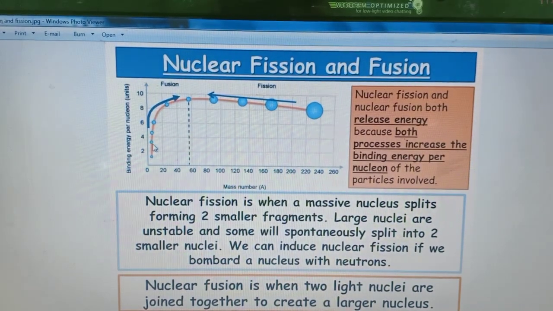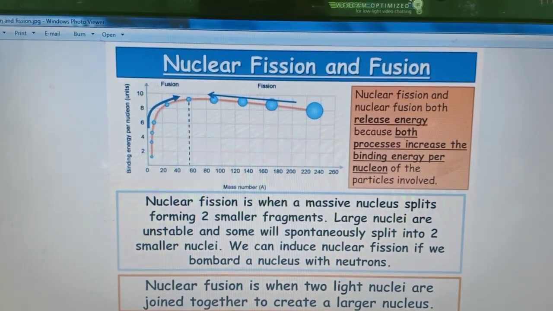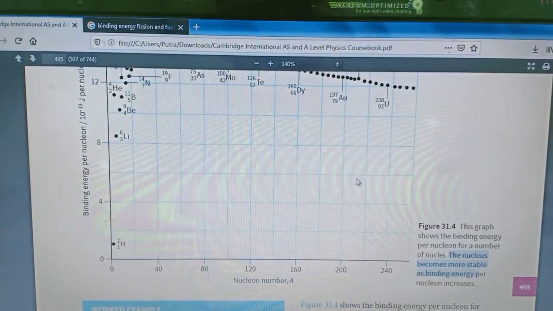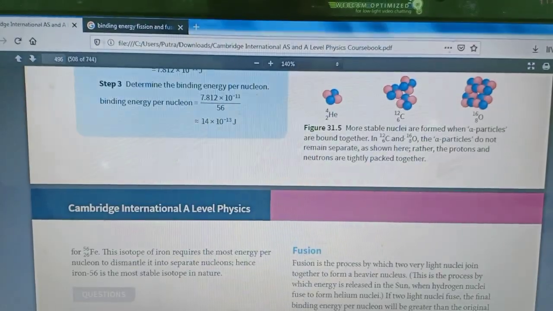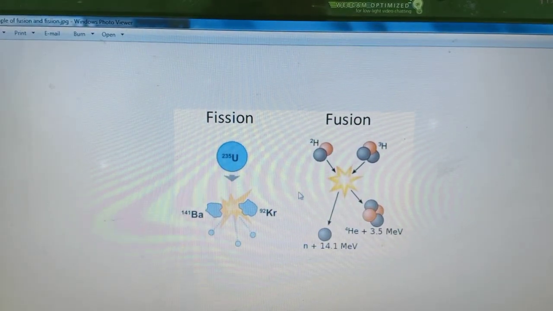a higher state in binding energy. Okay, another example is this one. Okay, we can see this fusion reaction.